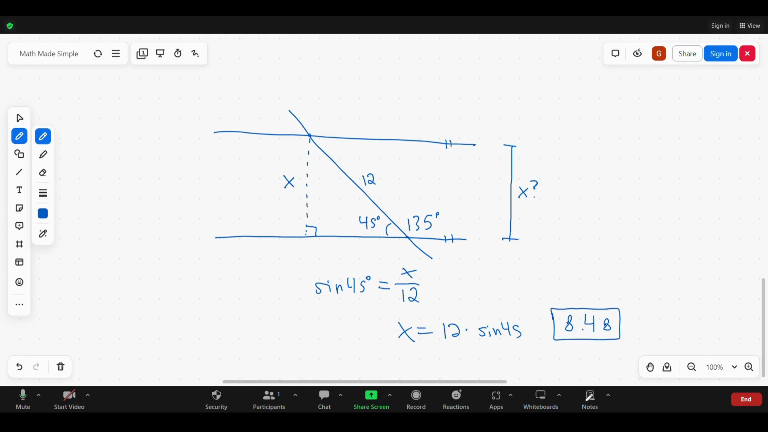And we've used our identities for parallel lines, a transversal, trigonometric identities, and then just simple geometry to figure out what the distance between the parallel lines is.